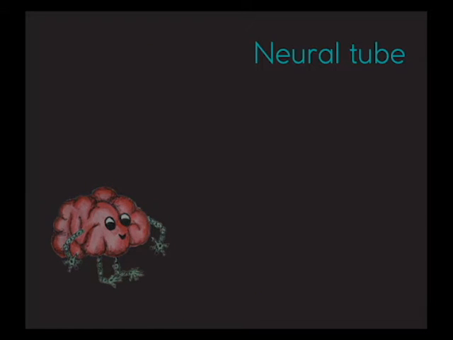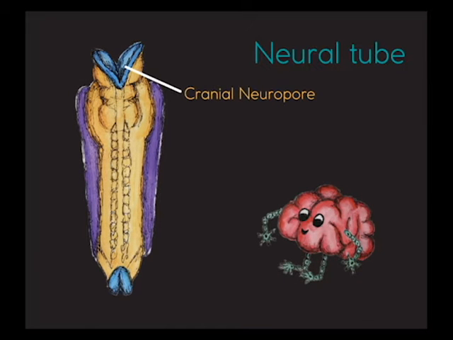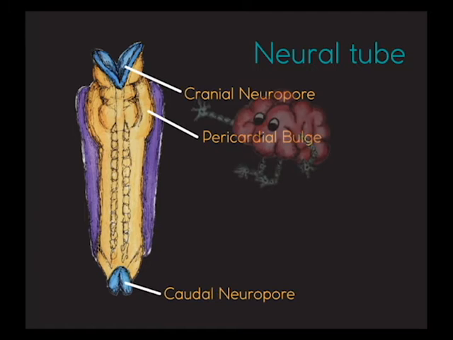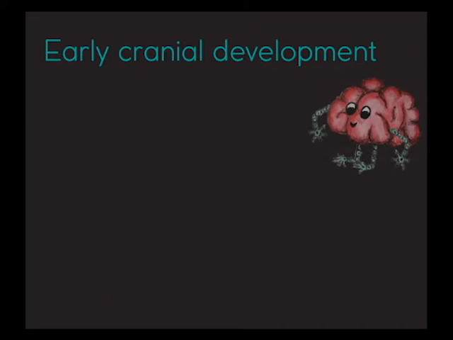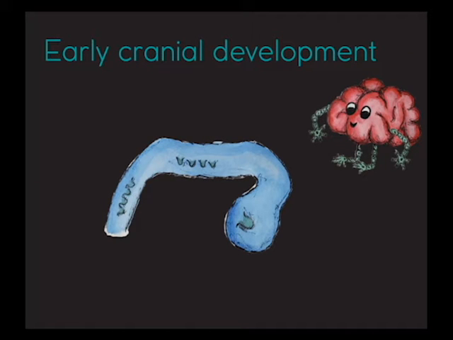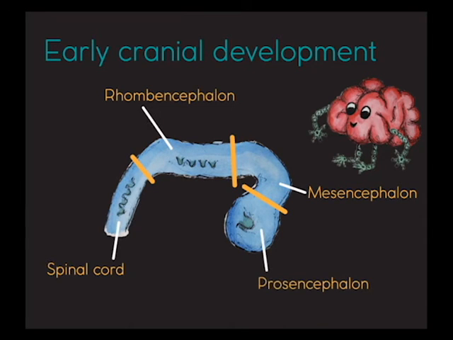The neural tube continues to fuse together. The unfused regions of the neural tube are known as the cranial and caudal neuropores. Today we're going to focus on the cranial neuropore, as this is where the brain develops. Even before the closure of the cranial neuropore at 24 days gestation, some fundamental subdivisions in the early nervous system can be recognized. This includes the spinal cord, the rhombencephalon, the mesencephalon, and the prosencephalon.